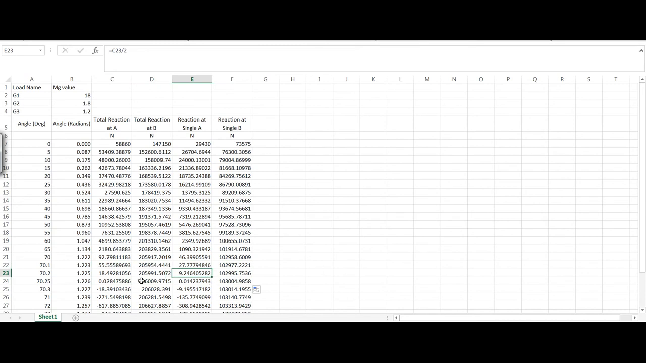So there you go. So the total reaction at A there is less than 1 Newton. So you could walk up to the back of that thing and pick up on it, and the whole thing would tip over. Lastly, let's plot this.